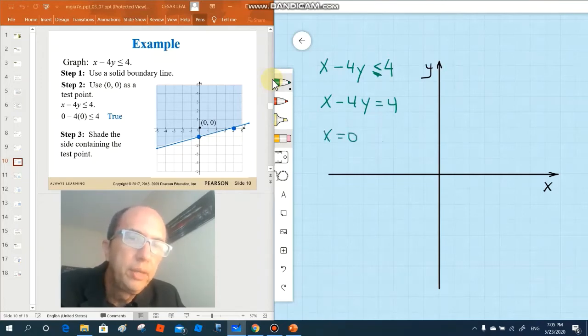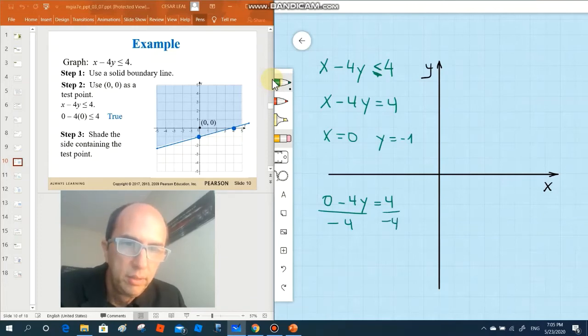If x equals 0, then 0 minus 4y equals 4. So y equals -1, right? How do I know this? 0 minus 4y equals 4. Divide everything by -4. Y equals -1. Okay? What about if y equals 0? If y equals 0, x equals 4.